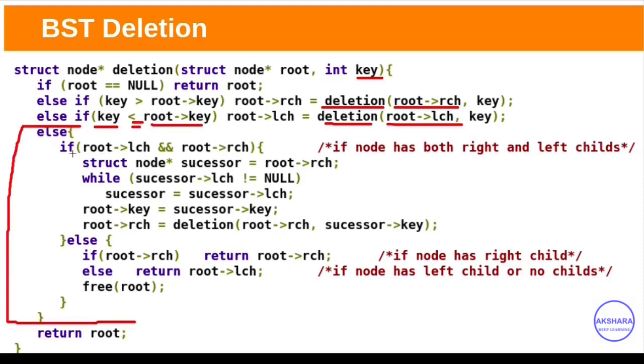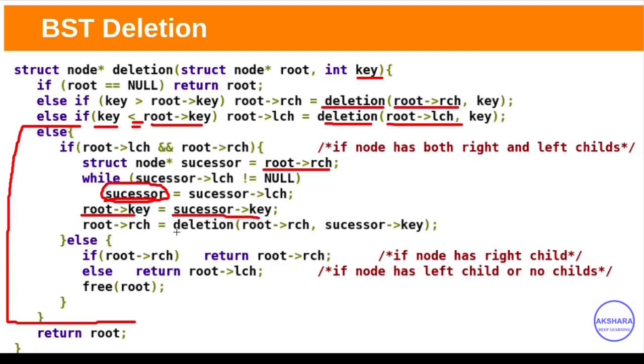We already discussed if node to be deleted has both left and right childs, then we need to find the in-order successor. In-order successor will be in right subtree. So initially root right child will be assumed as successor. If that successor has left child, then go to deepest left child, that will be in order successor. Then replace the root key with successor key, then we need to delete the successor.